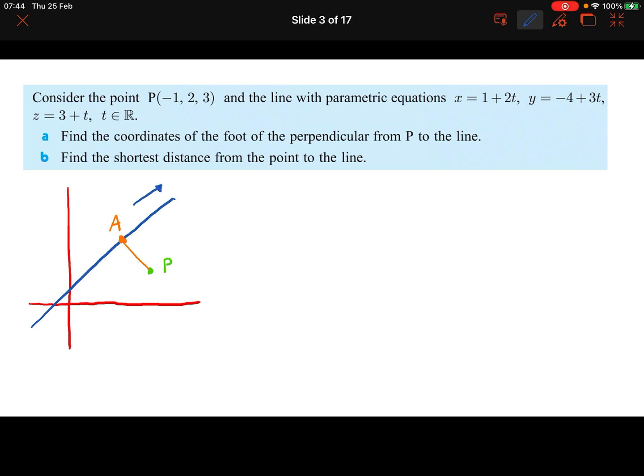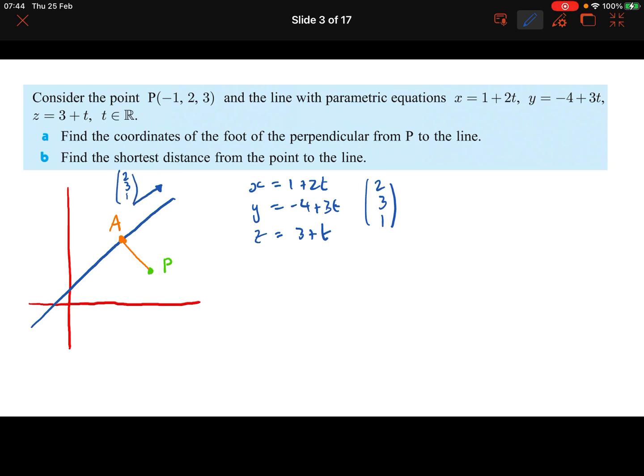And hopefully, because you've done your learning from before, a few weeks ago, you've got x equals 1 plus 2t, y equals minus 4 plus 3t, z equals 3 plus t. Then the direction vector of this line is going to be 2, 3, 1. Effectively, the coefficients of t in the parametric equations. If you don't understand why that is, you need to ask. It's vitally important that you understand that.